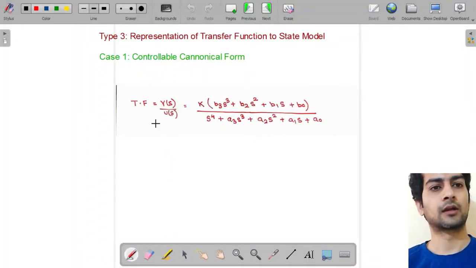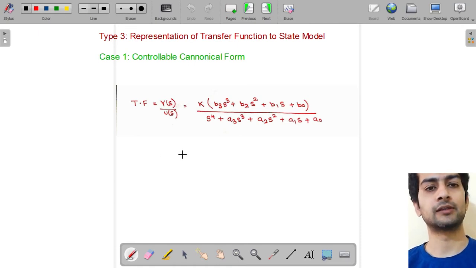Now, coming to type 3, that is another category of question which will be asked in exam, and it is, if you are given a transfer function and you are asked to find the state model, then what will be your approach? See, in this topic or in this type, I am going to give you a lot of short tricks and short concepts which will help you in solving GATE exam and objective questions.